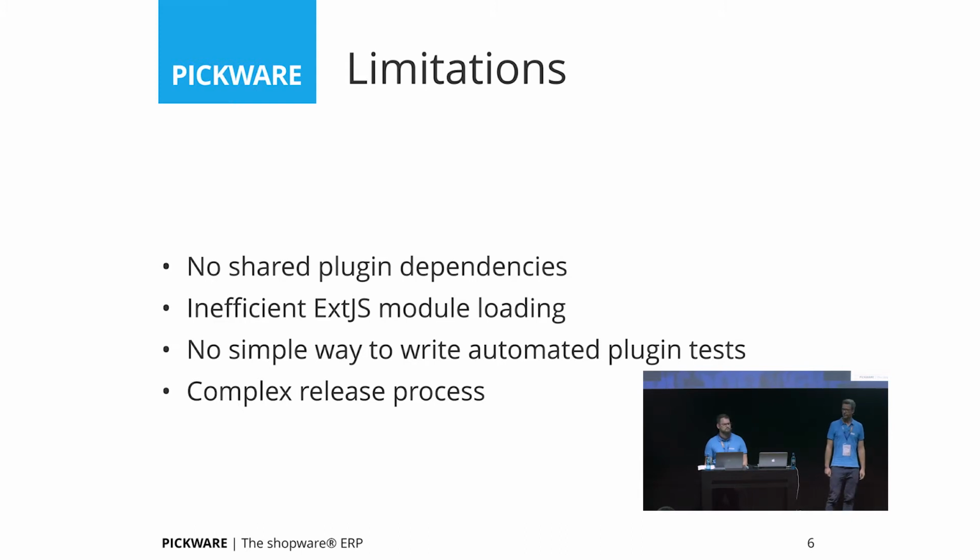And the fourth limitation is that it's really complex, or let's say it takes a lot of work, to release a new plugin version. And you probably all know how it feels if you have a plugin that's compatible to Shopware 4 and 5.0, 5.1, 5.2, and you have to tick all those boxes when you upload a new zip file. So that's what we call complex. And also to build the plugin zip file itself, especially if you have dependencies you have to resolve and so on.